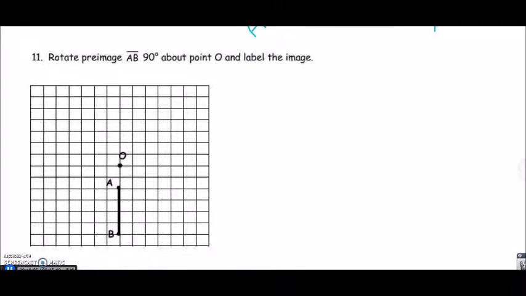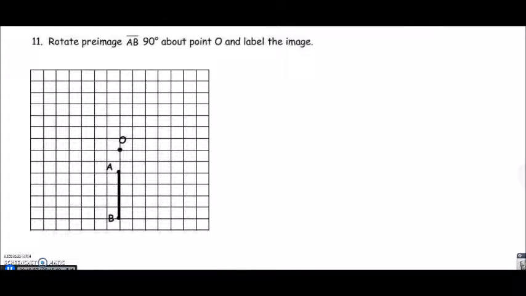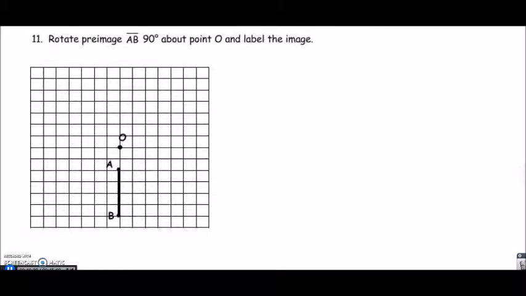Number 11, you're going to rotate the pre-image AB 90 degrees about point O and label the image. If you look at your thinking map for 90 degrees, it says (-y, x). It does not mean that y has to be negative. It means you swap the x and y location, and when you bring the y over, you change its sign.